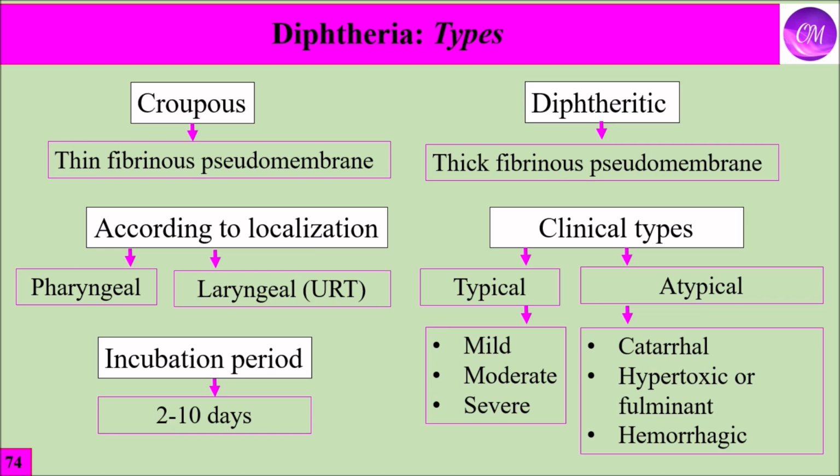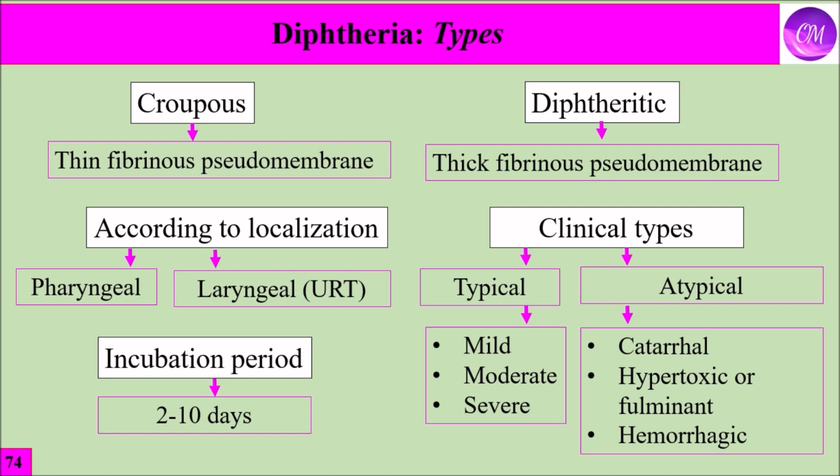There are two types of diphtheria, the croupous type and the diphtheritic type. In the croupous type develops a thin fibrinous pseudomembrane, and in the diphtheritic type a thick fibrinous pseudomembrane. According to localization, there are two types of diphtheria, pharyngeal and laryngeal or upper respiratory tract form. The incubation period is 2 to 10 days.